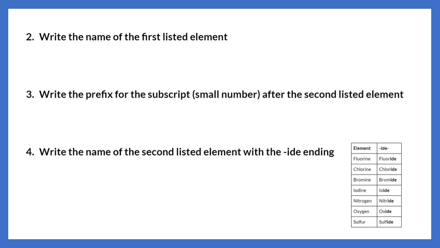Next step, we have di written so far. Now it says write the name of the first listed element. Again, just so you know, we're naming N2O3. Okay, write the name of the first listed element. So di, and then the first element is nitrogen.